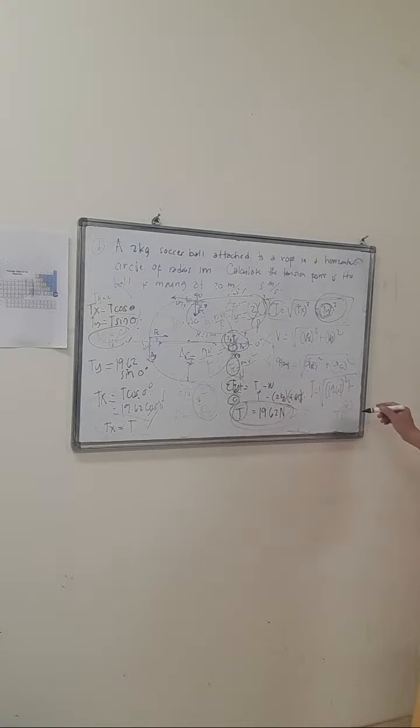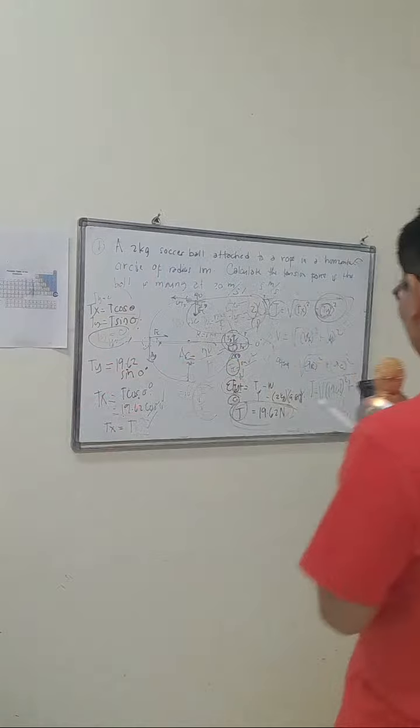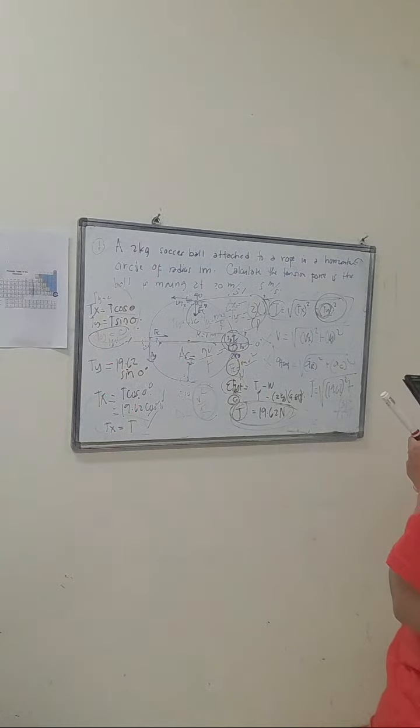And the mv squared over r. Now the tension. Okay, so how much is it? So, 400. Okay, so mv squared over r, there is a power of 2.